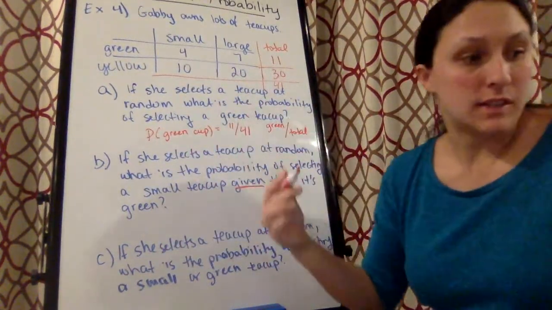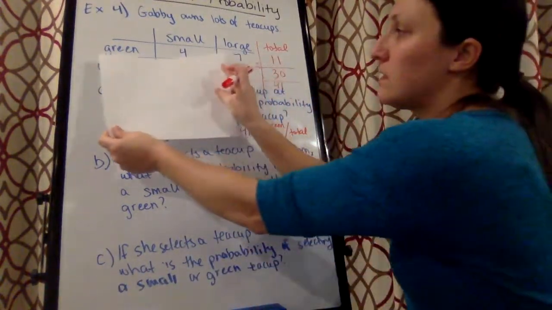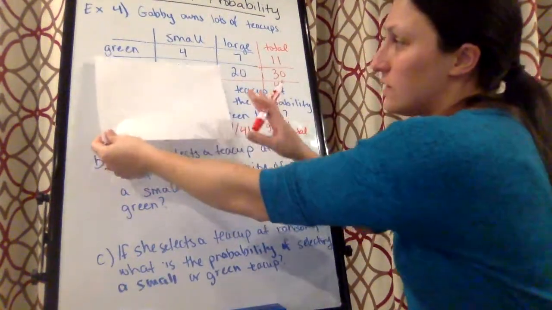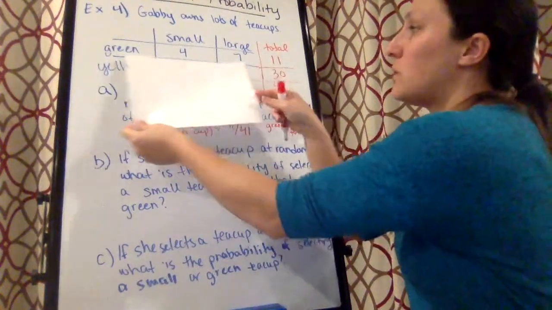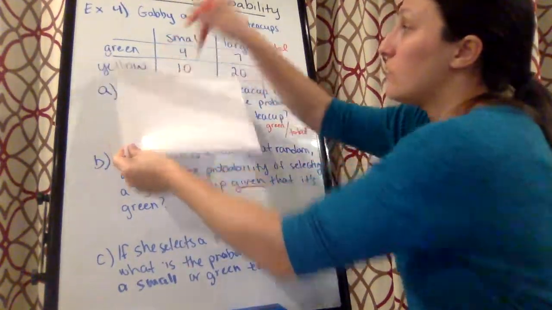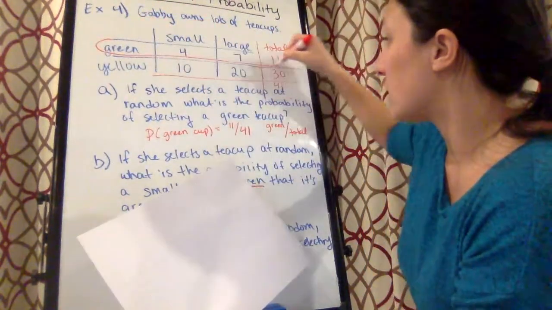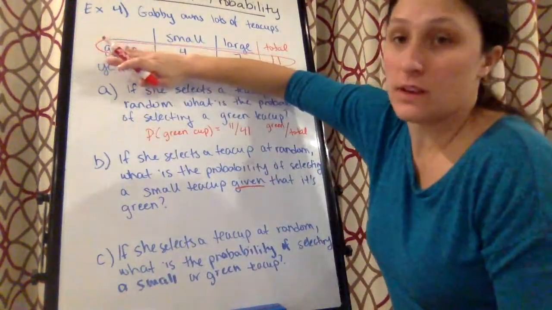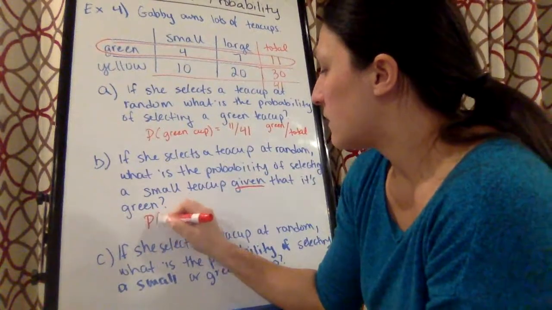Okay, so in this case, we're only talking about the green teacups. So what I like to do, if I have a chart type problem, is hide the rows or columns that I don't need. So if we know that it's a green teacup because we're given that it's green, then we don't care about any of the yellow ones at all. So we're only talking about the green, and the green are right here. So we're only talking about this row. All right, so don't even look at the yellow and don't even look at the total either.